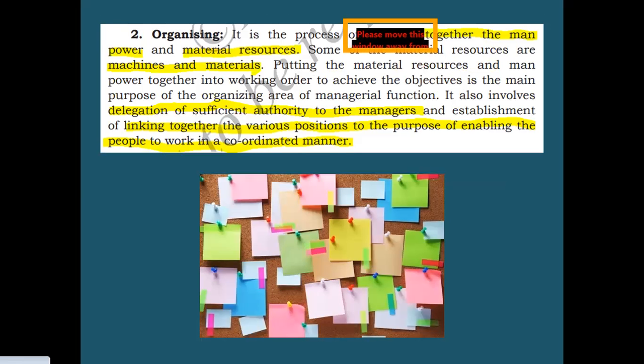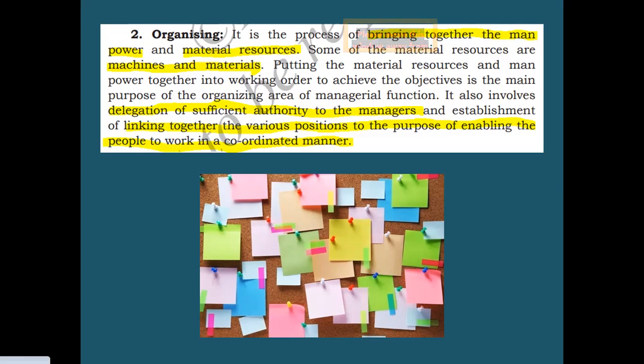Then when you move to the second functional area, that is organizing. When we talk about organizing, in management what we are doing is getting things done by others. So in that process, the managers have to group, to do the groupings among the humans. So when you are doing management, you are doing the management of the human resource you have in your company, so you have to manage the material as well as the human resource.